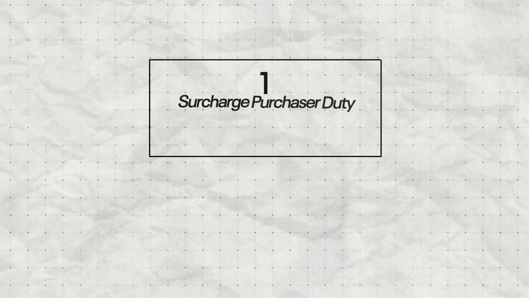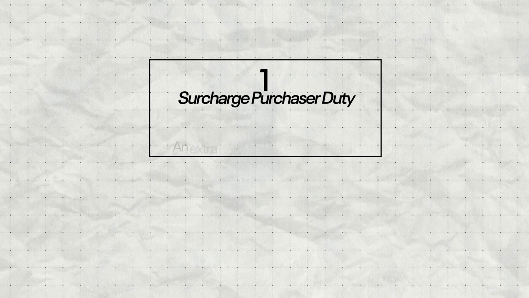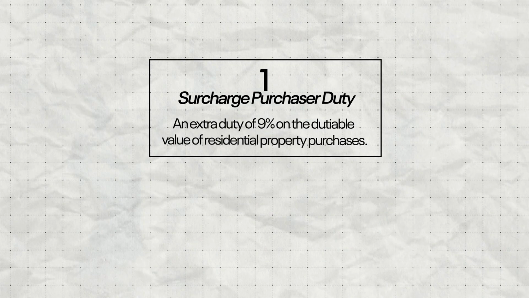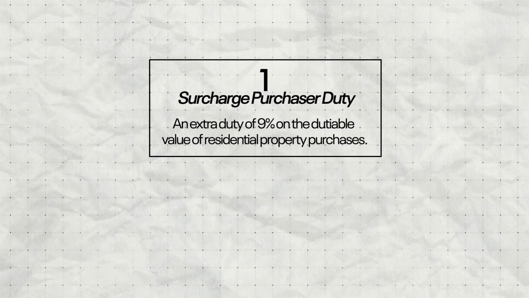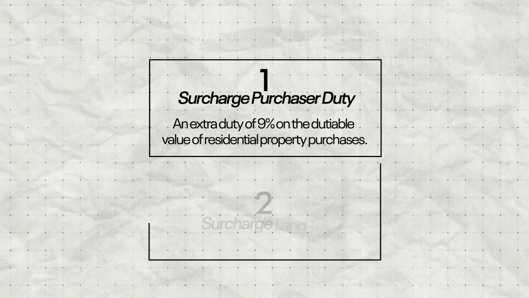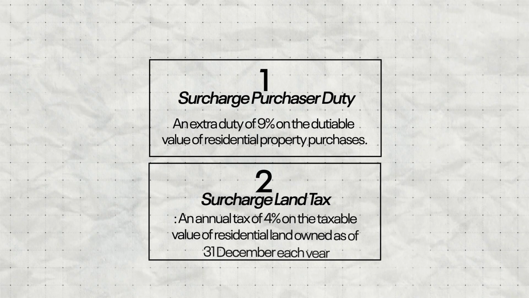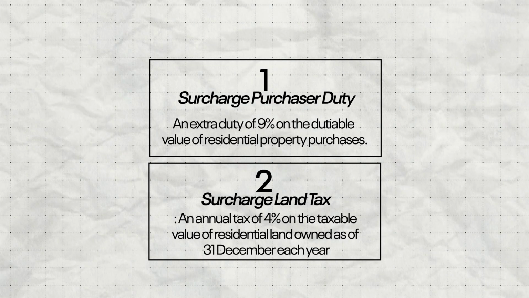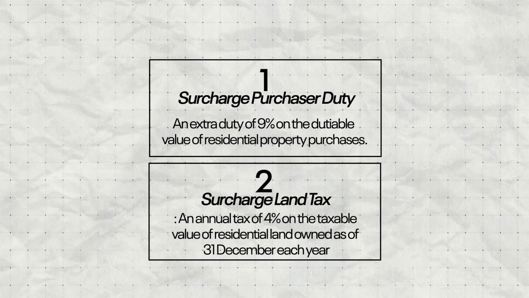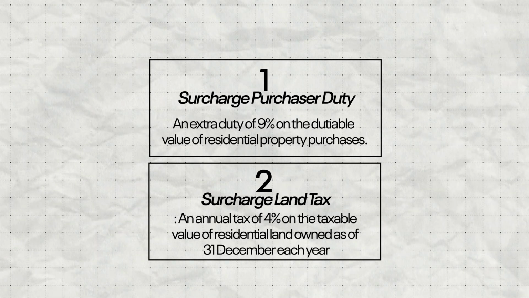Number one is surcharge purchaser duty, an extra duty of 9% on the dutiable value of residential property purchases. Number two, surcharge land tax, an annual tax of 4% on the taxable value of the residential land owned as of the 31st of December each year. These surcharges are separate from the vacancy fee and are administered by Revenue New South Wales.